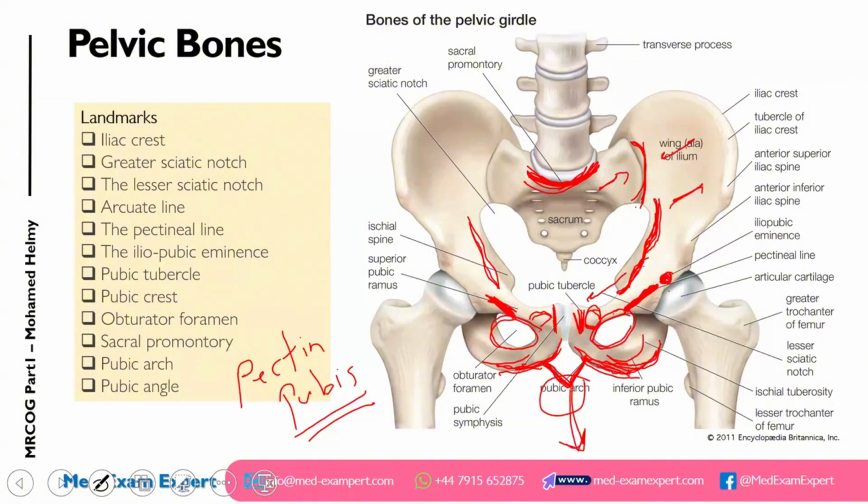So these are important landmarks that we should know before going through the other parts of anatomy, like knowing the ligaments, muscles, and joints and everything. Am I clear so far, everyone?